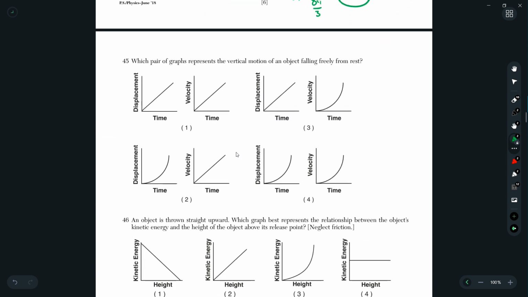Alright, falling freely from rest. It is not the same amount of distance. And the velocity goes up constantly, so it's choice 2. It's not like this. These aren't good because the displacement doesn't go up constantly. It goes up, it's curvy.